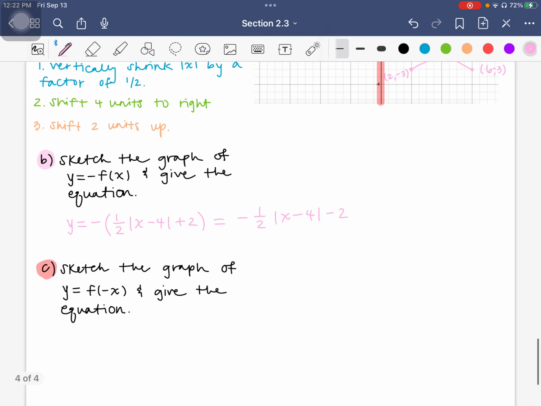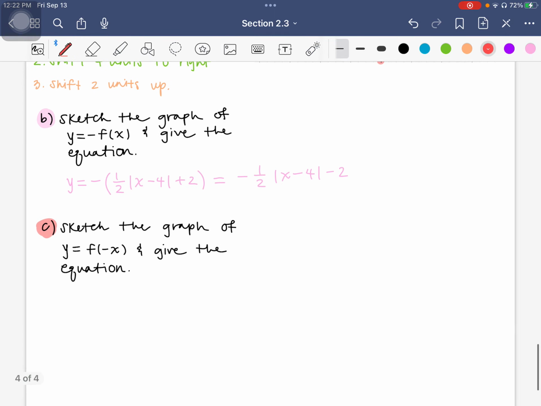And then for the equation for part C here, our input value is going to be negative. Our original equation was this guy here, 1/2 absolute value of x minus 4, plus 2. So this just becomes 1/2 absolute value of minus x minus 4, plus 2.